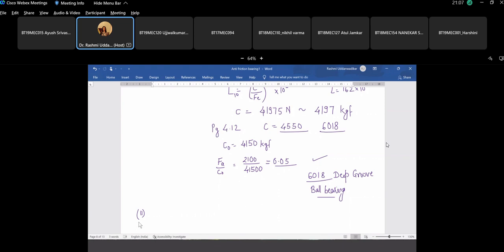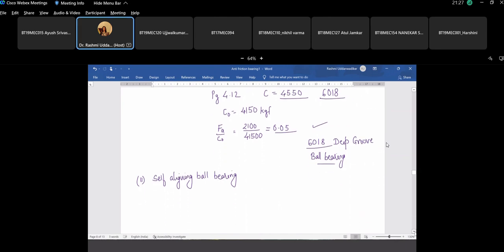Since we have to assume, let the bearing be a self-aligning ball bearing, for the same axial and radial load. So again, Fa by C naught is not required here. You have to assume the value of e and you have to assume the value of X and Y. Fa by Fr remains the same.